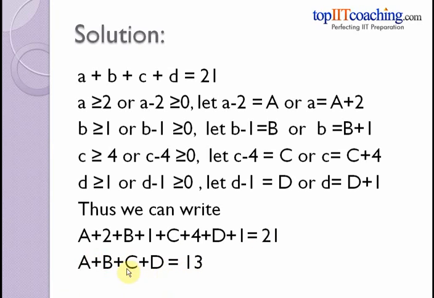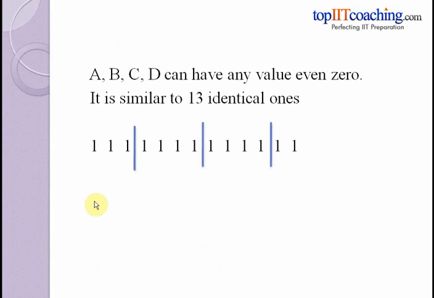All these are capital. Now a, b, c, d can have any value, even 0. So we know the condition is a plus b plus c plus d is equal to 13. Now what we see is, if we divide 13 into identical ones, that is, we have 13 identical ones, and when we add them they result in the number 13. Now we divide these 13 ones into 4 parts, so that the first part could be A, the second part could be B, the third part could be C, and the fourth part could be D.